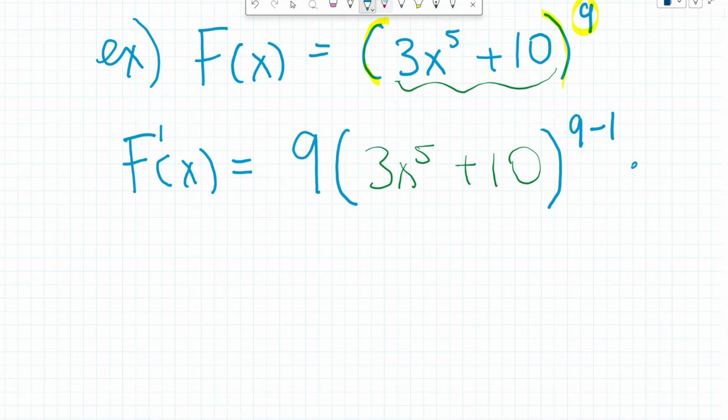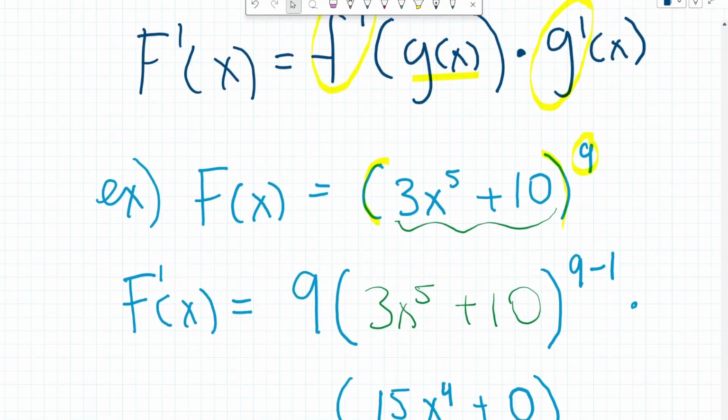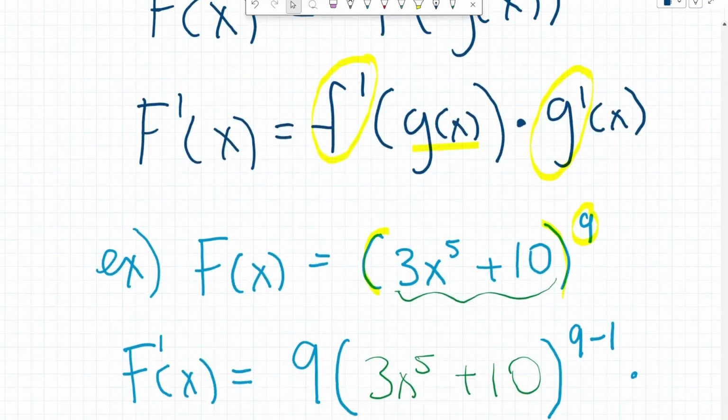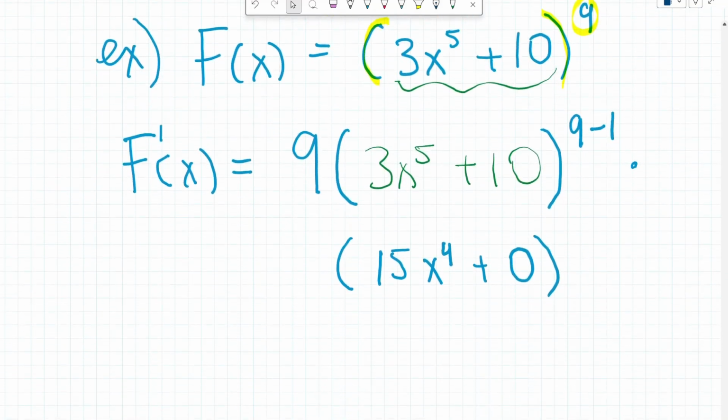Now we have to go and take the derivative of our inside function. So that will give us 15x to the power of 4 plus 0, because the derivative of a constant is always 0. And that's it. So we learned how we can use the chain rule here to peel back the layers of our function and simply end up with the derivative of a composite function.